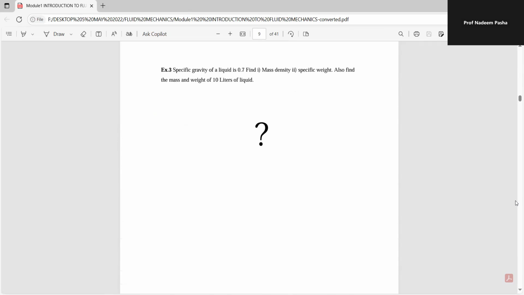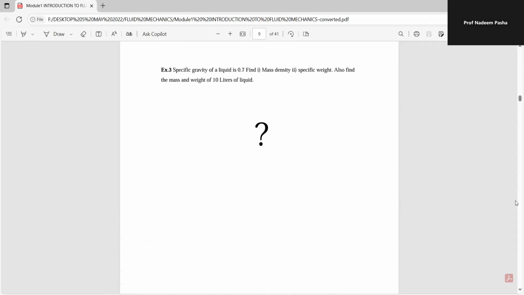The specific gravity of a liquid is 0.7. Sg is given, vice versa of the previous problem. Here specific gravity is given to you, Sg is 0.7. Find mass density and specific weight. You need to calculate rho, you need to calculate gamma. Also find m, small m, and W of 10 liters of liquid. So the volume of liquid is given as 10 liters.